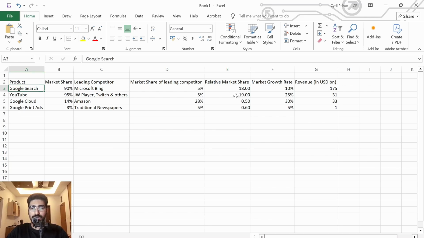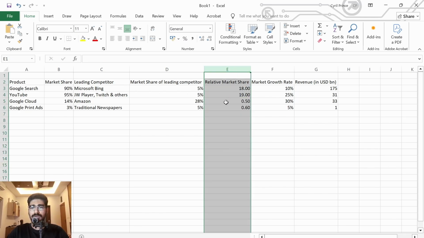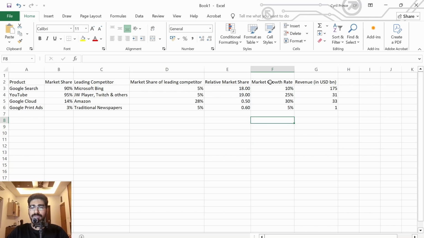For YouTube, it comes to around 19. For Google Cloud, it's around 0.5, which is 14 divided by 28, and Google Print Ads is 3 by 5, which is 0.6. So we have this column now, relative market share. Next, we need to identify the market growth rate. There's one formula that you can use for market growth rate, which is the sales this year minus the sales last year, divided by the sales last year.